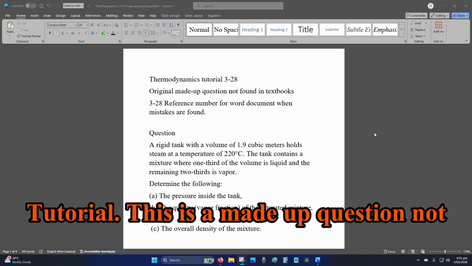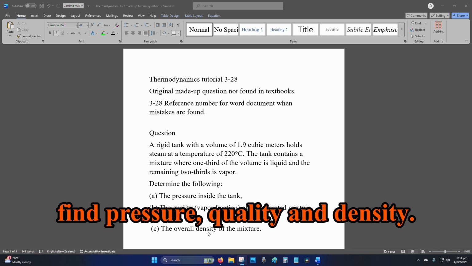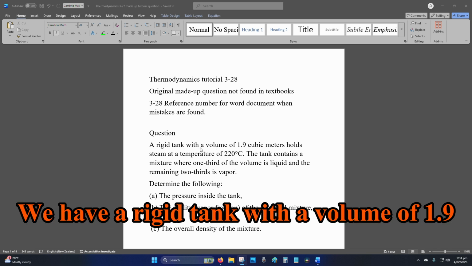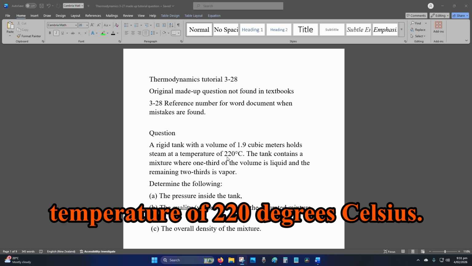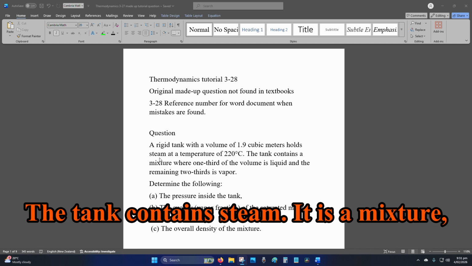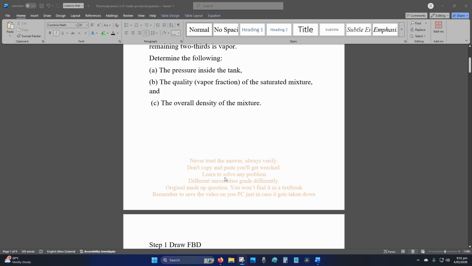This is a made-up question not found in your textbooks. We got a three-part question. We want to find pressure, quality, and density. We have a rigid tank with a volume of 1.9 meters cubed, a temperature of 220 degrees Celsius. The tank contains steam. It is a mixture, 1/3 liquid, 2/3 vapor.